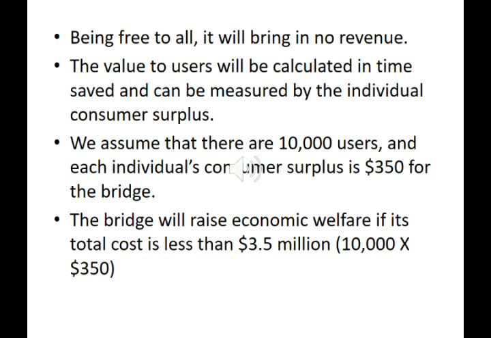So if the cost of building the bridge is less than this $3.5 million, the government should directly go ahead and build this bridge, because doing a cost-benefit analysis, it seems that the benefit is higher than the cost, so the government should build it. If the cost is higher than the $3.5 million, it definitely should not build this bridge, and it should direct its funds to build some other bridge somewhere else where the benefit exceeds the costs.